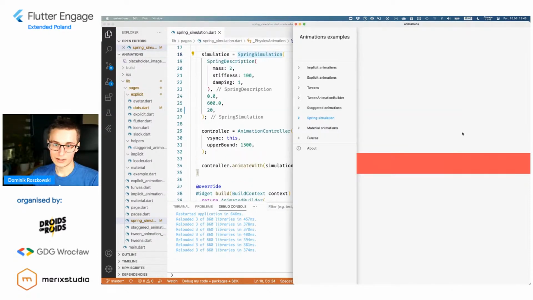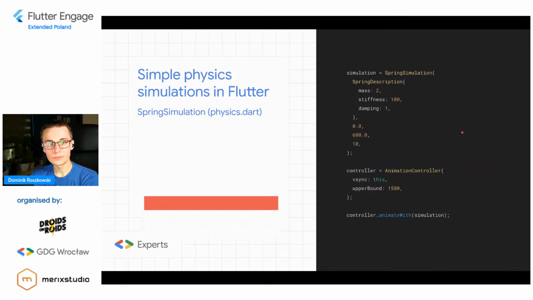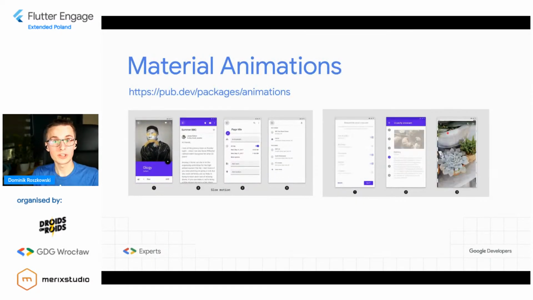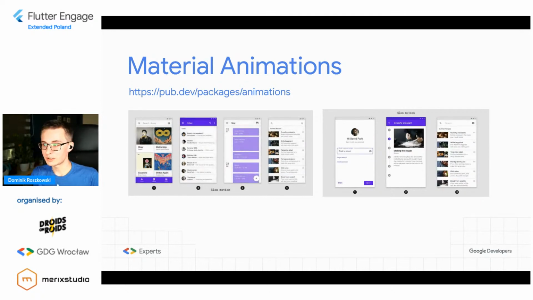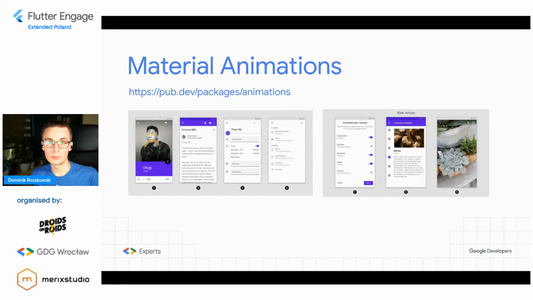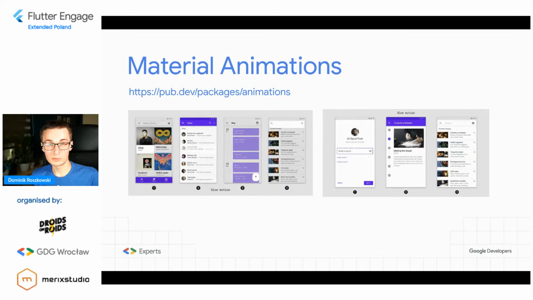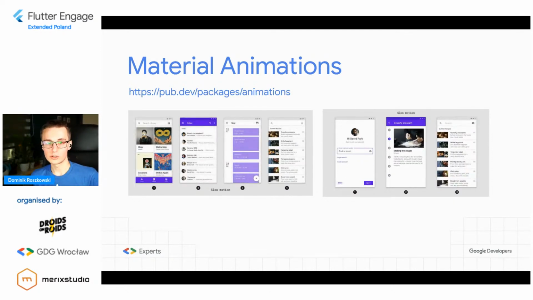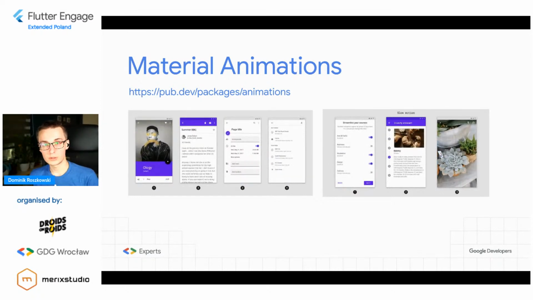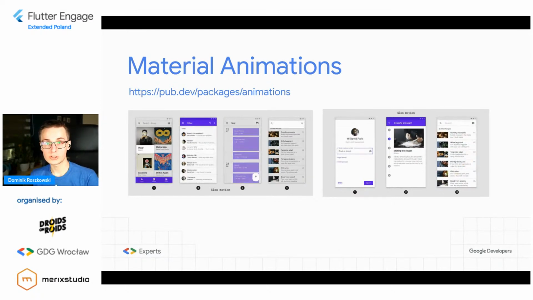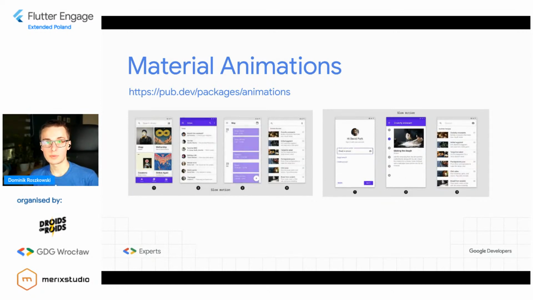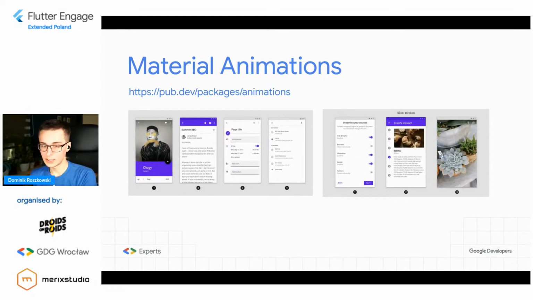Okay, and the final thing that I wanted to show you is something that you probably are aware of, which is material animations. Material animations is a library made by the Flutter team and the material design team, I think. So this gives you a bunch of very useful transitions and animations that are compliant with the material specification. If you are making some apps with the material library, then this can be very useful.